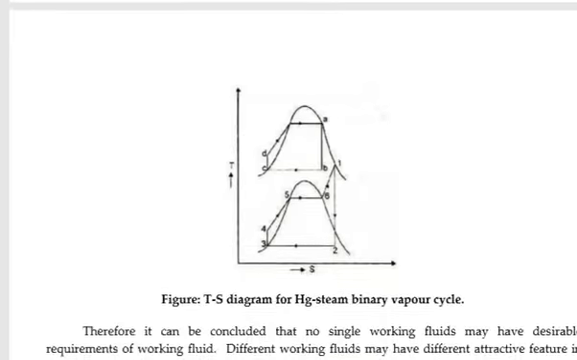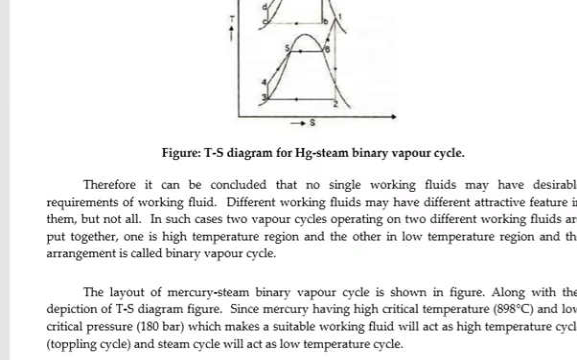Then we discuss the T-S diagram. What happens? It can be concluded that no single working fluid may have all the desirable requirements of a working fluid. In this cycle, only one single fluid is not essential. It requires a maximum of two fluids. Different working fluids may have different attractive features in them, but not all.